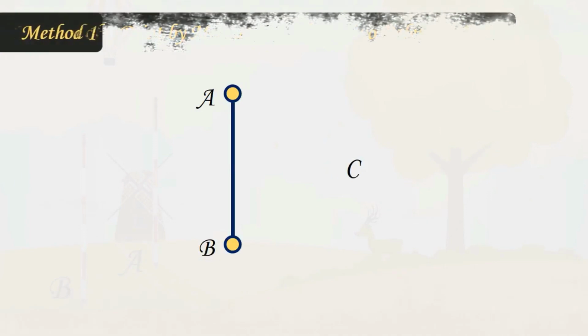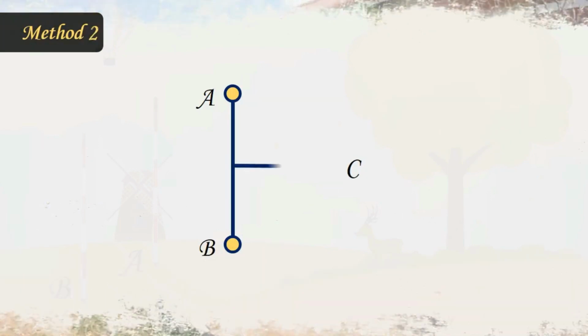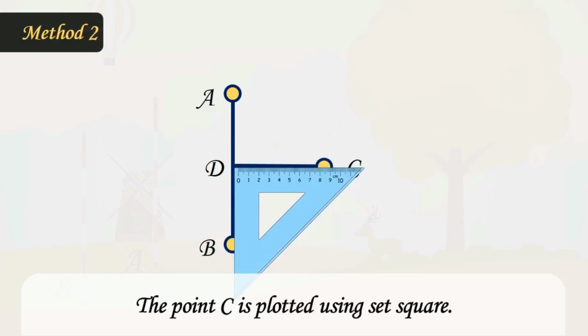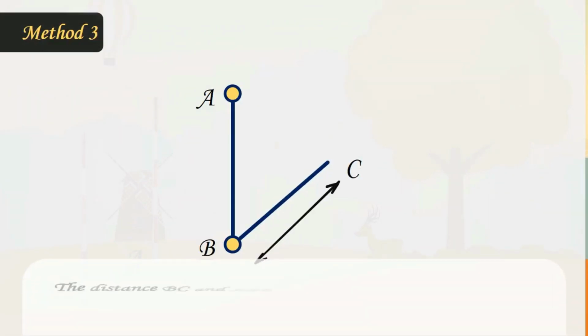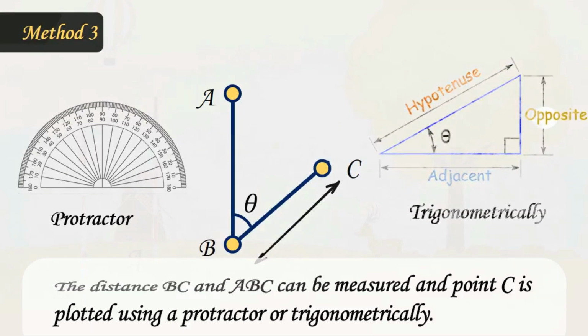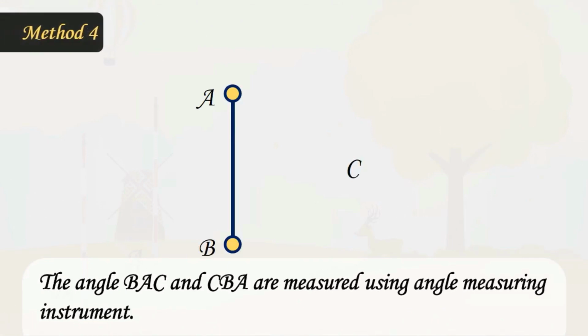Method 1: the distance AC and BC are measured and point C is plotted by swinging the two arcs. Method 2: the perpendicular CD is fixed on the reference AB and lengths AD and DC are measured. The point C is plotted using set square. Method 3: the distance BC and angle ABC can be measured and point C is plotted using the protractor or trigonometrically. This principle is used in traversing.